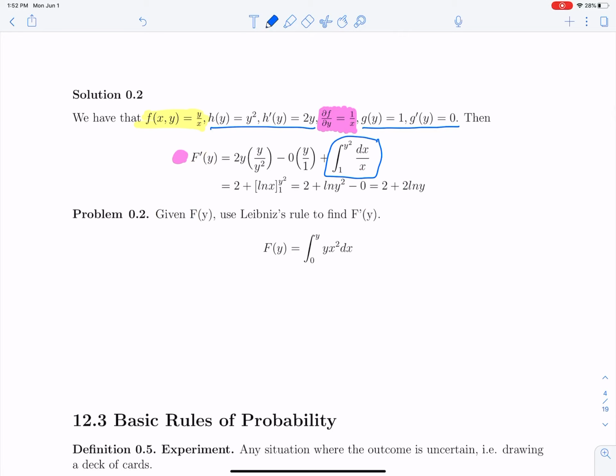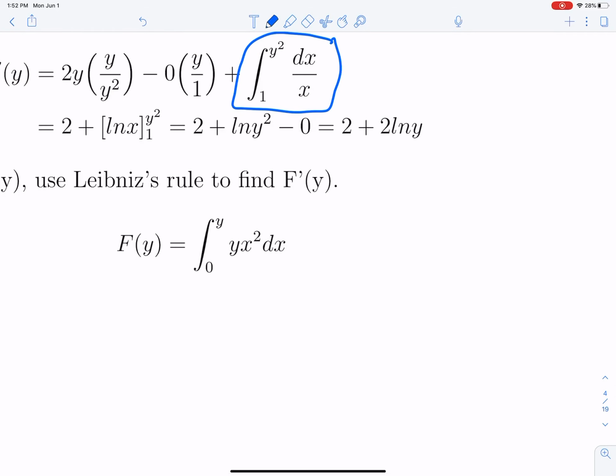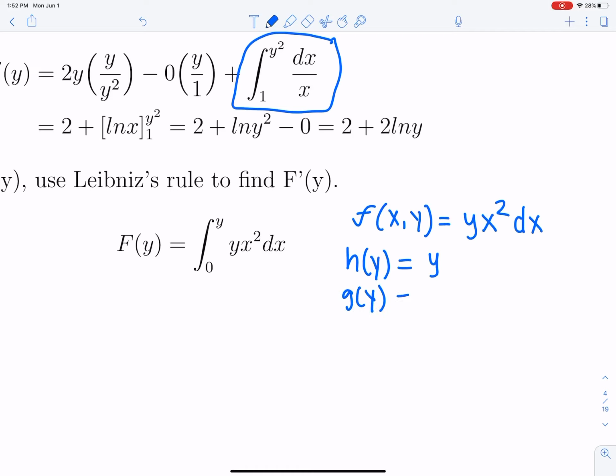So we need to plug in, let's pick out all of our functions right now. So f of x, y is for sure y x squared dx. Okay, so we have a function of two variables, and then our h of y is y, and our g of y is 0, conveniently.